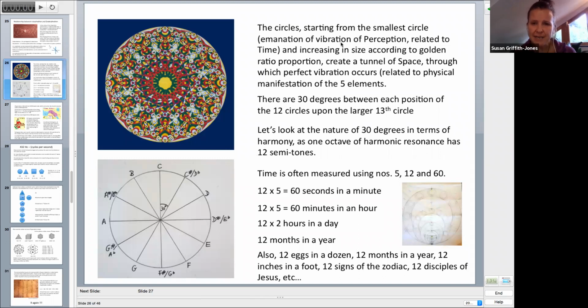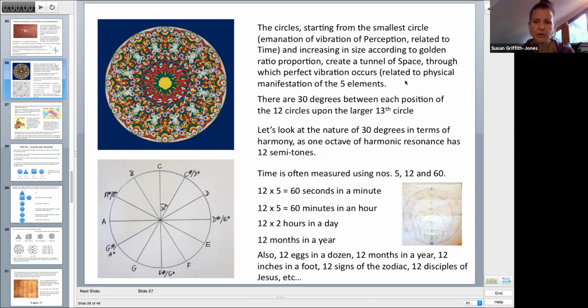So this emanation of vibration of perception, which is related to time, creates a tunnel of space through which perfect vibration occurs, which is related to the physical manifestation of the 5 elements. So again, we have this connection between the subtle of perception and the physical of manifestation. There are 30 degrees between each position of the 12 circles upon the larger 13th circle.